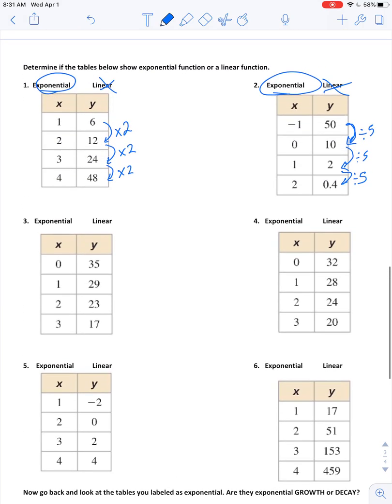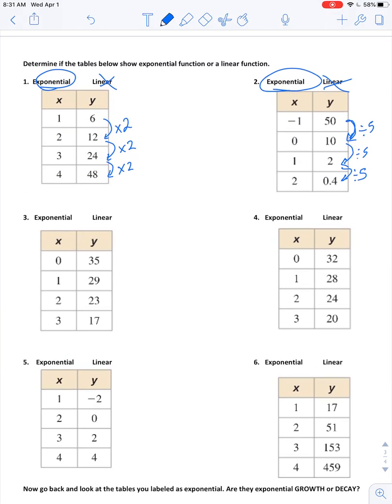So why don't you guys pause the video here, try these last 4, and then check back in in a second. Okay.